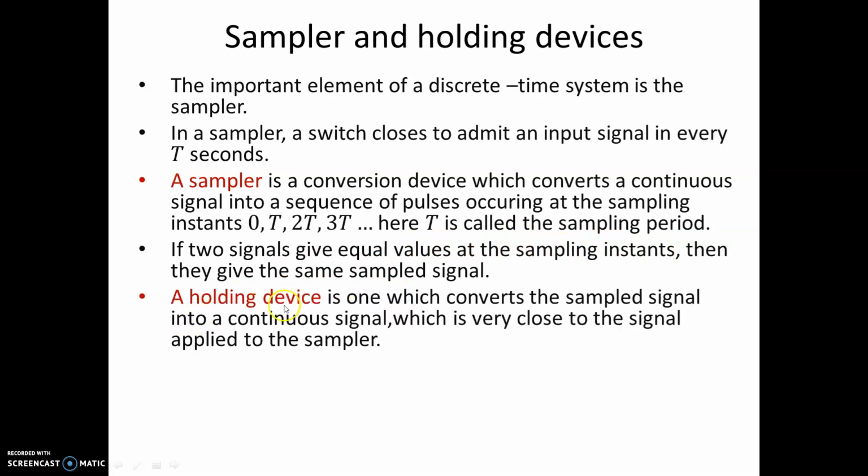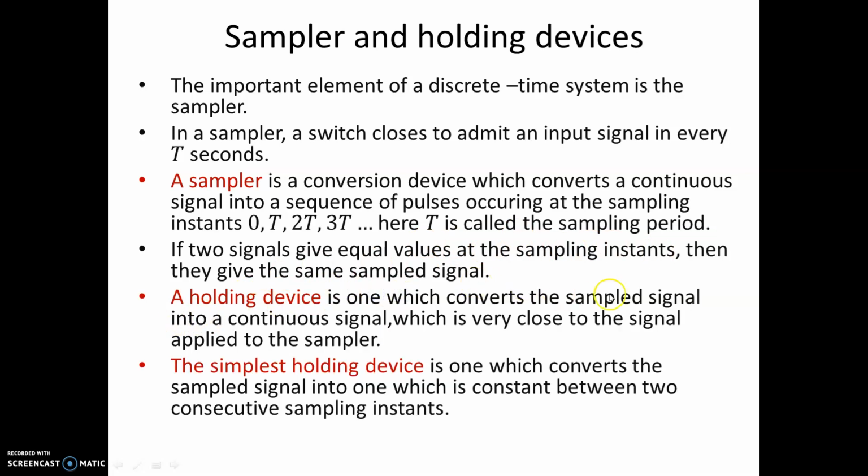A holding device is one which converts the sampled signal into a continuous signal which is very close to the signal applied to the sampler. The simplest holding device is one which converts the sampled signal into one which is constant between two consecutive sampling instants. Next, we see the definition of Z transform.